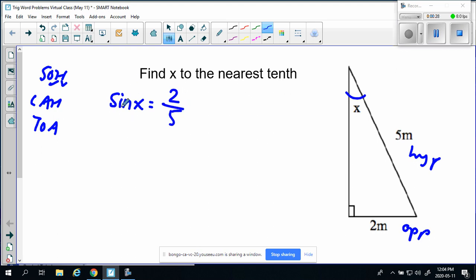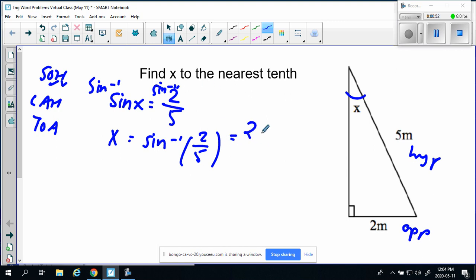And a reminder, how do you undo a sine to get x by itself? Well, you need to sine inverse both sides. Sine inverse this side, sine inverse that side. So you'll have x equal to sine inverse 2 over 5. And if I put that into my calculator, I'm going to hit second or shift sine. In brackets, I'll put 2 over 5. And I'm getting 23.6 degrees.